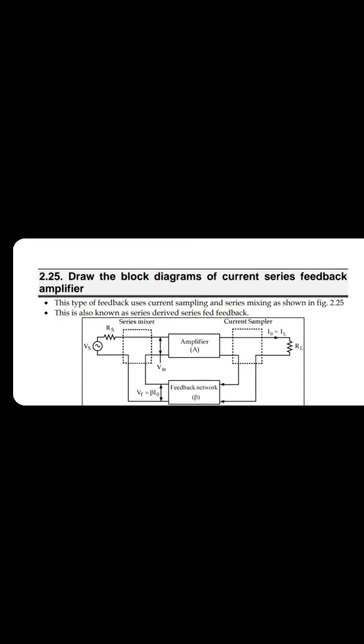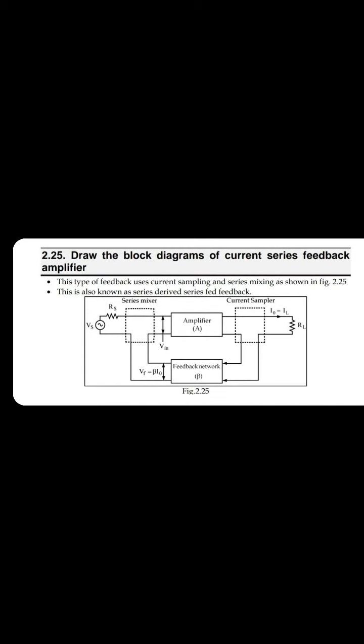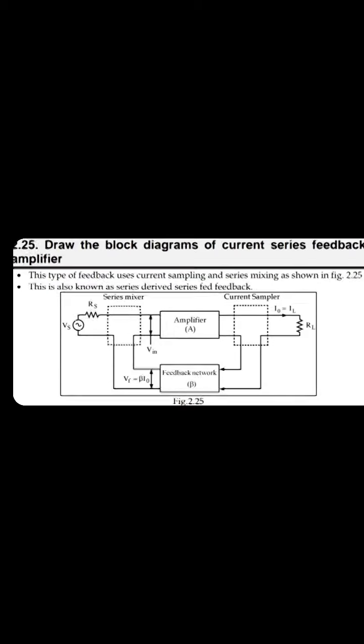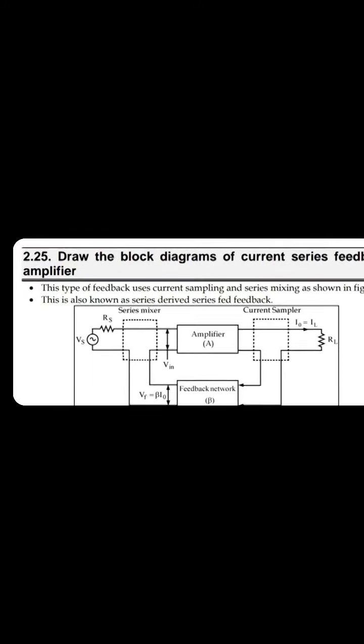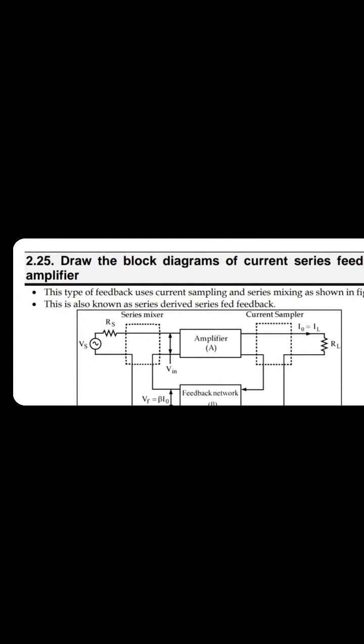Next we have to see the current series feedback. This type of feedback uses current sampling and series mixing. This is also known as series derived series feedback network. For current sampling, we take the sample in series, and the output is taken from the series connection and given back to the feedback network. The input side also has a series mixer.